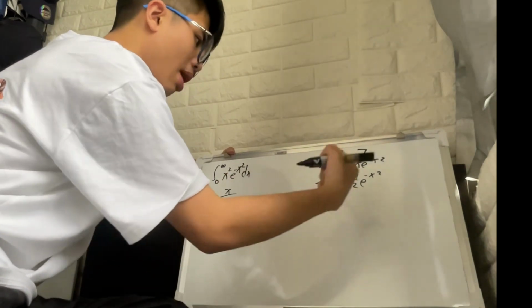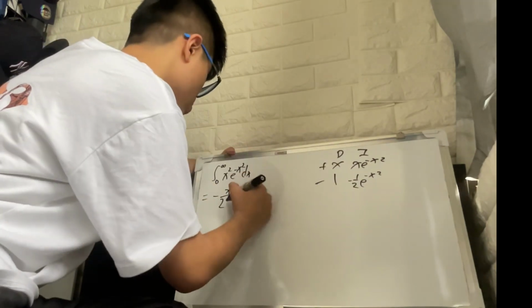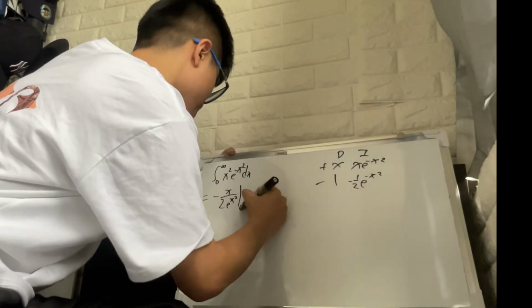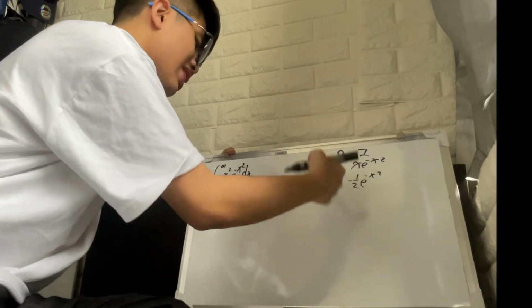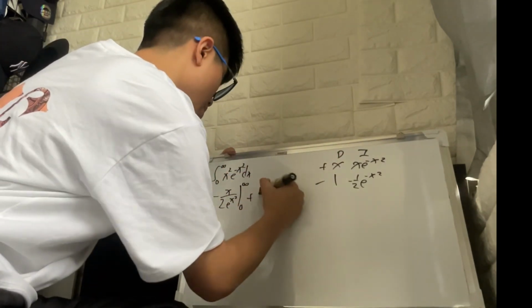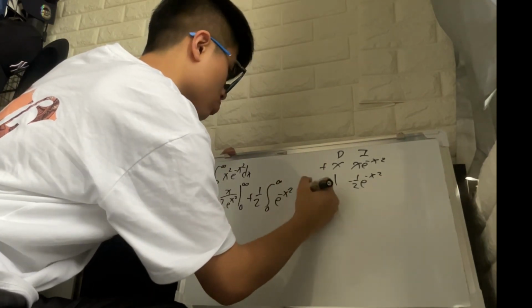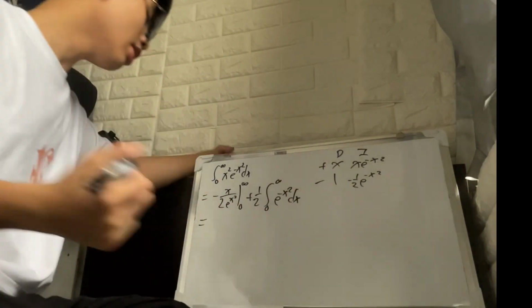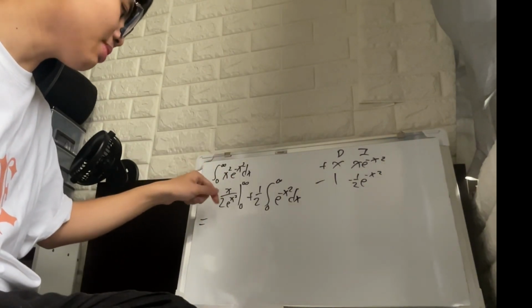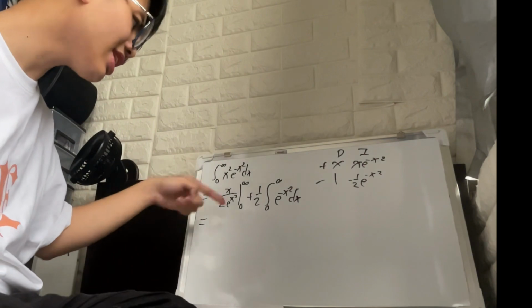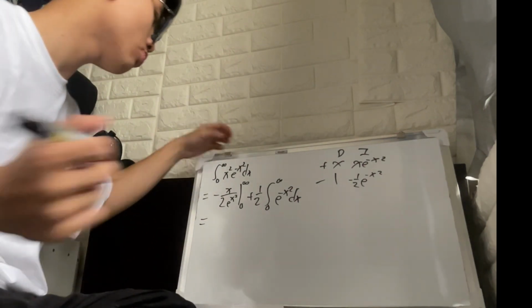I'm going to bring e to the power of negative x squared into the denominator, so this over e to the power of x squared, and then we're going to put in 0 and infinity later, and then negative 1 times negative 1/2 is positive 1/2 times the integral from 0 to infinity of e to the power of negative x squared dx like that. So overall, if we put infinity inside, e to the power of infinity squared in the denominator gives you infinity, and infinity over infinity is an indeterminate form, so we have to do more work.